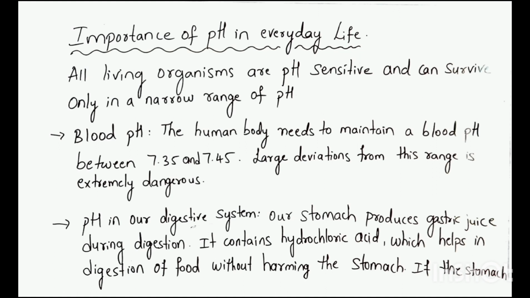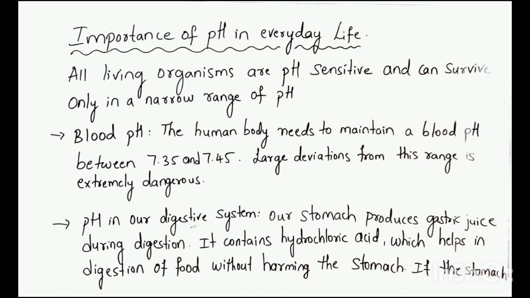Firstly, blood pH. The human body needs to maintain a blood pH between 7.35 and 7.45. If these values deviate largely, then it is extremely dangerous for our health. So it needs to be treated very soon. Next, pH in our digestive system.